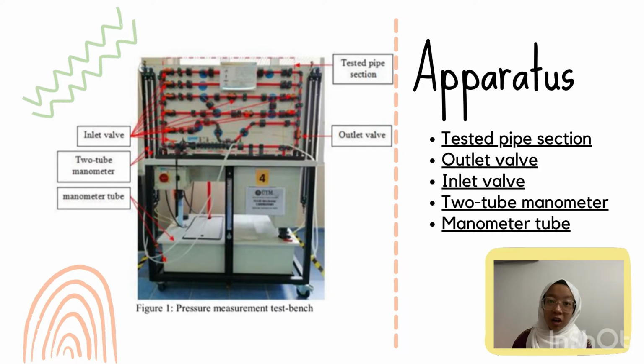Assalamualaikum, I'm Afika. I'll present about the apparatus and methodology. So the apparatus for the experiment is the tested pipe section, inlet valve, outlet valve, 2 tube manometer and manometer tube.